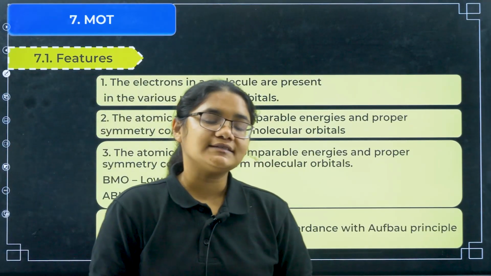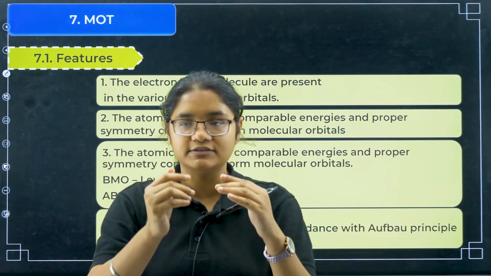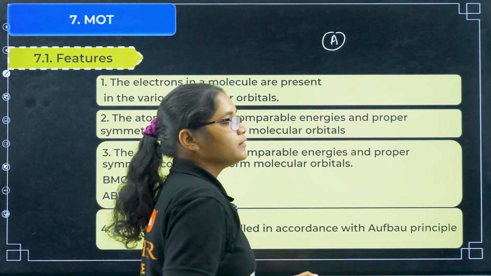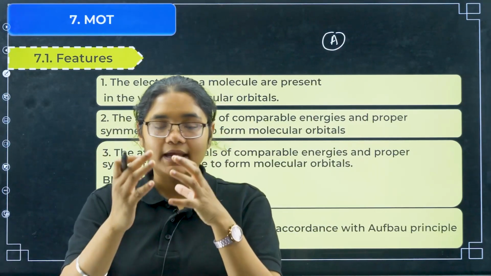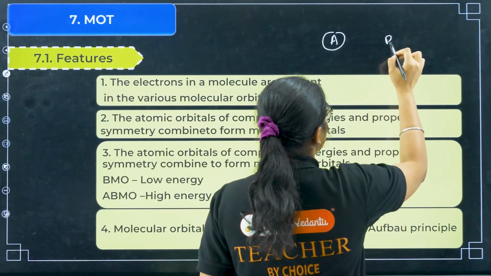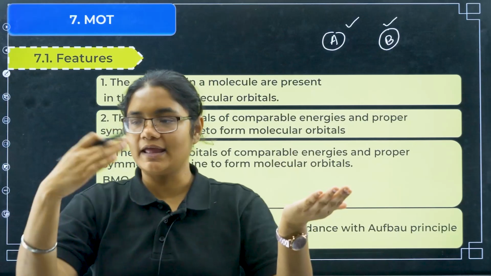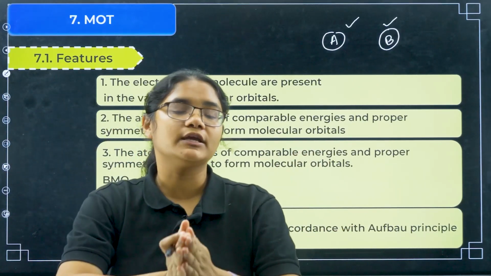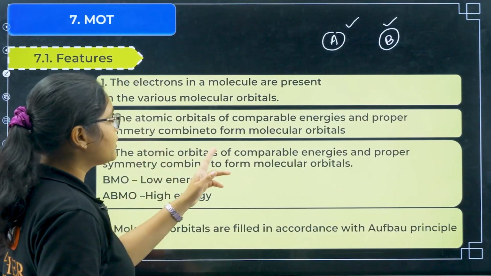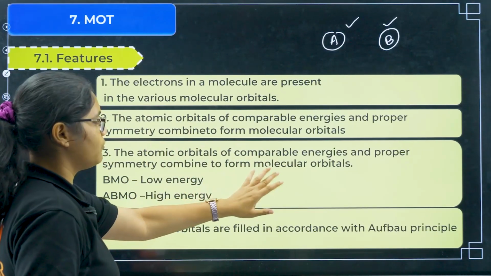Okay, now the atomic orbitals of comparable energy and proper symmetry combine to give you molecular orbitals. In hybridization, the atomic orbitals of the same atom combine, suppose I have atom A, then the atomic orbitals of atom A combine to give you hybrid orbitals. In case of molecular orbitals, the atomic orbitals of A and B will combine to give you molecular orbitals.